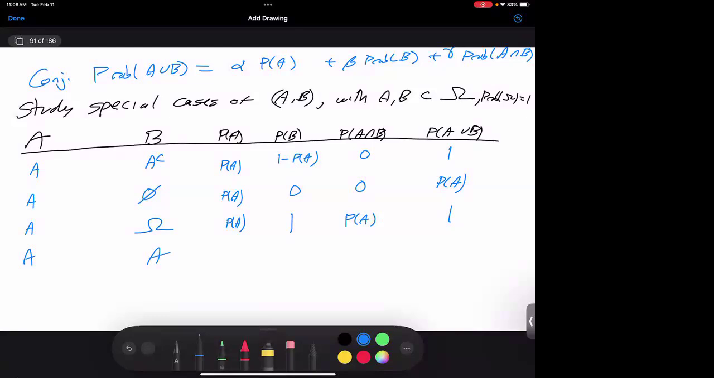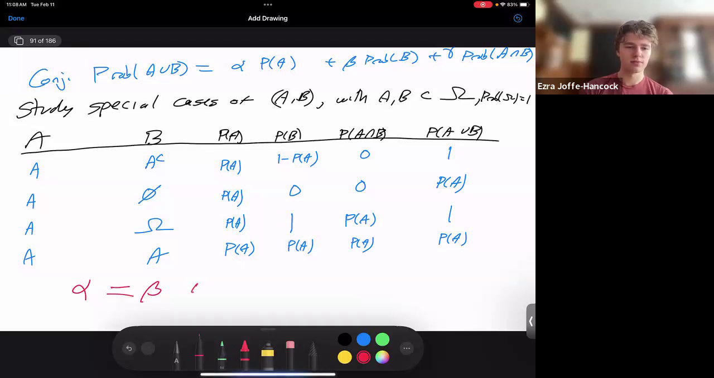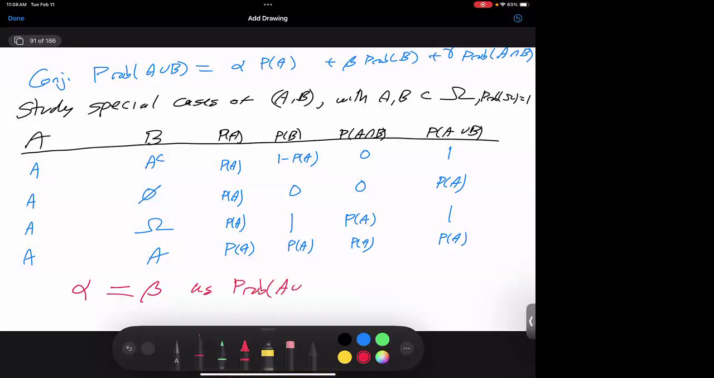A. Then the probability of A is the probability of A, the probability of B is the probability of A, the probability of A intersect B is the probability of A, and the probability of A union B is also the probability of A. And I claim that we know something about alpha and beta. If such a formula is to be true, there must be a relationship between alpha and beta. What must the relationship be? They have to be equal, as the probability of A union B is the same as the probability of B union A. There's a symmetry.